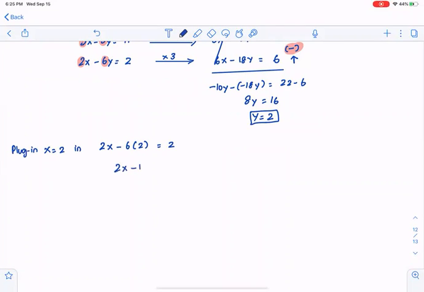2x minus 12 would equal 2, which would mean 2x is 2 plus 12, which is 14. Divide by 2 on both sides. x is equal to 14 over 2. We get 7.